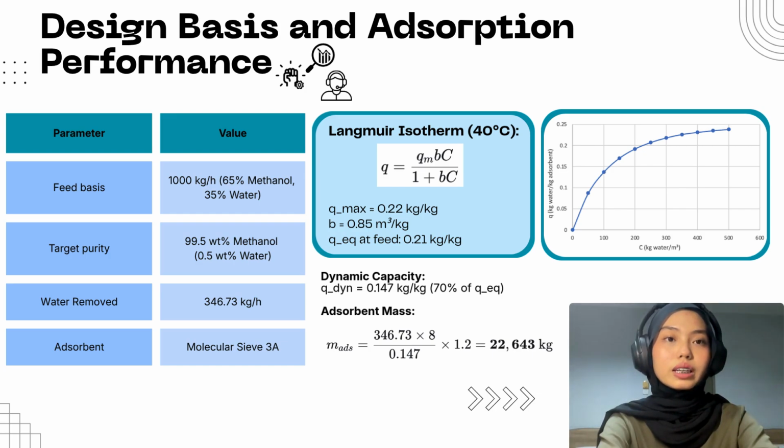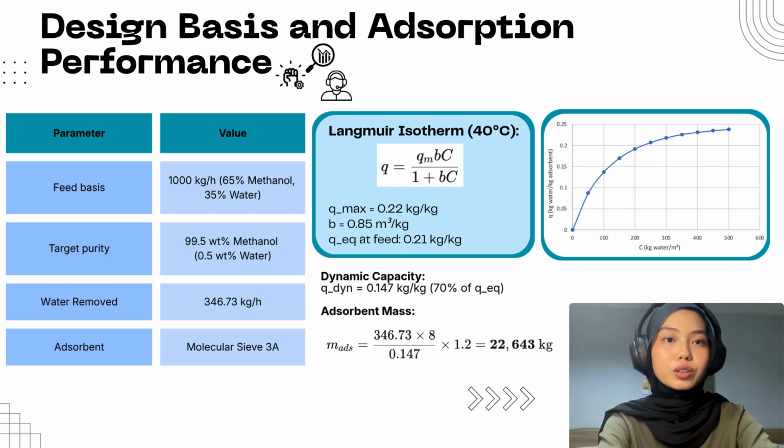For my part of the presentation, I'll be presenting the separator design basis and adsorption performance. The crude liquid feed entering our adsorption unit comes from the flash separation described by my teammate Adani. It contains 65% methanol and 35% water by weight. For this conceptual design, we use a basis of 1000 kilograms per hour of crude feed.